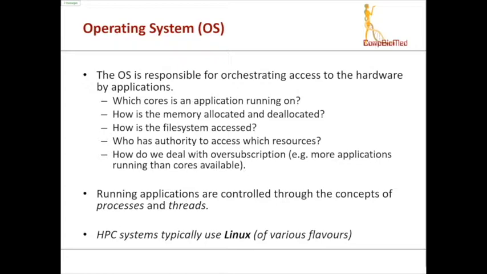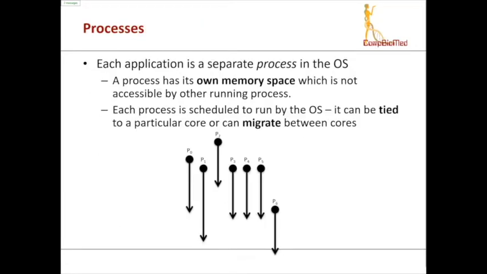And running these applications is controlled through 2 concepts in operating systems. One is processes, and one is threads. So let's have a look at processes first of all. Each application is a separate process in the operating system, and they have their own memory space, and you cannot access that from other running processes. And each process is scheduled to run by the OS. So it will run on a particular core, for instance, or depending on your setup, it might migrate and move between cores depending on the load.